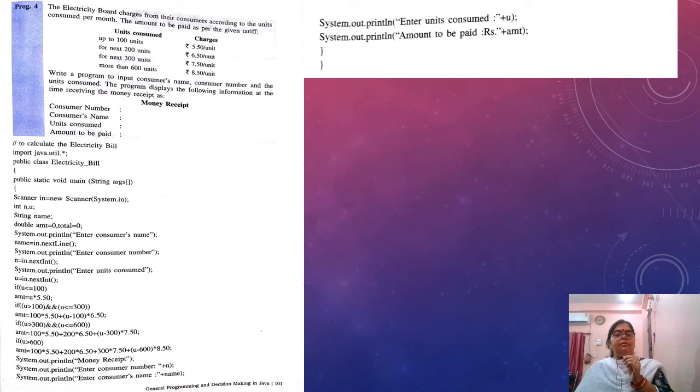Now here we have input the consumer name. Okay, and then we enter the consumer number and the units consumed. Okay, now if the unit is less than or equal to 100, then this amount has to be paid, and if the unit is greater than 100 and less than or equal to 300, then this amount has to be paid. See, pay attention here. Here the first 100 units have also been counted. Okay, 100 into the rate, and then minus that unit, and we have got our result. Like this we are going to do this. Okay.